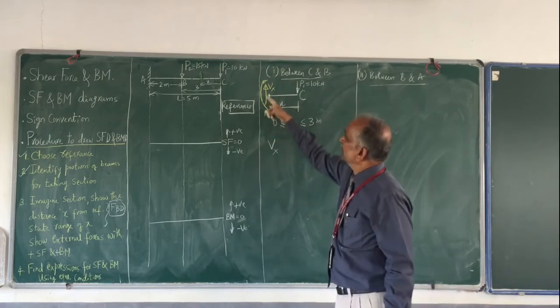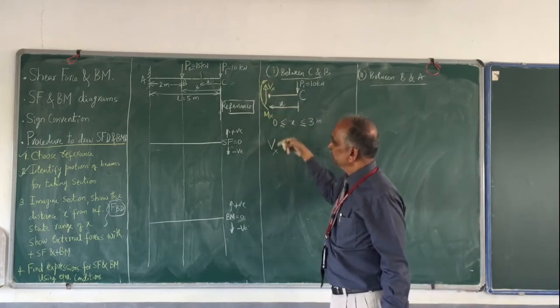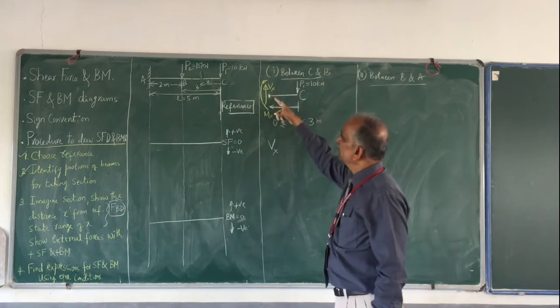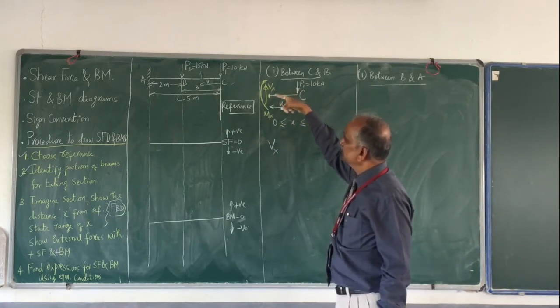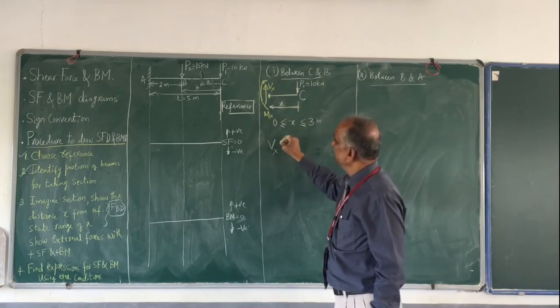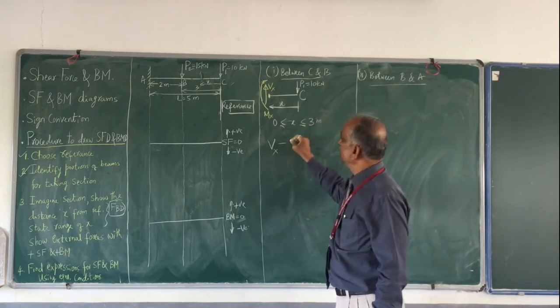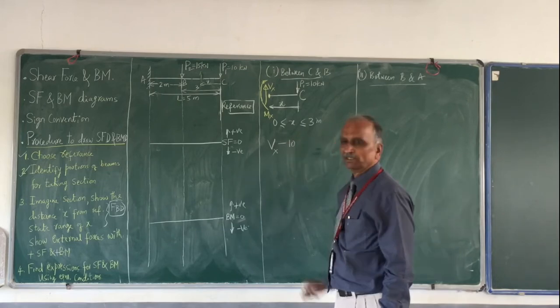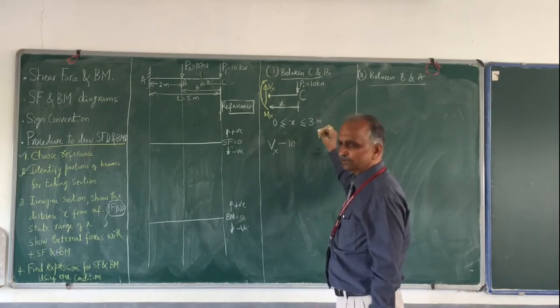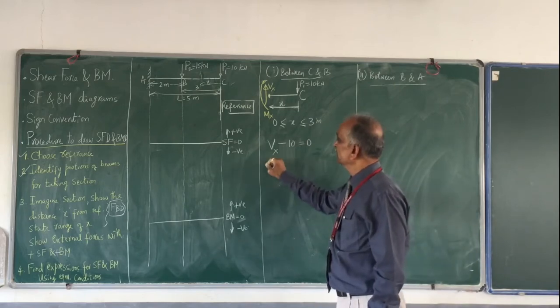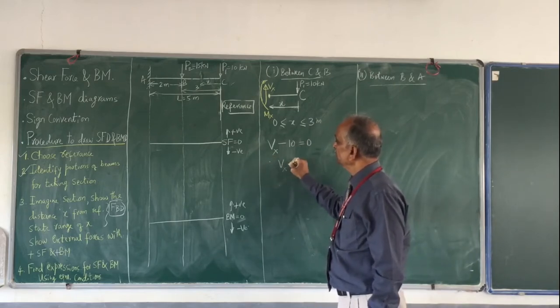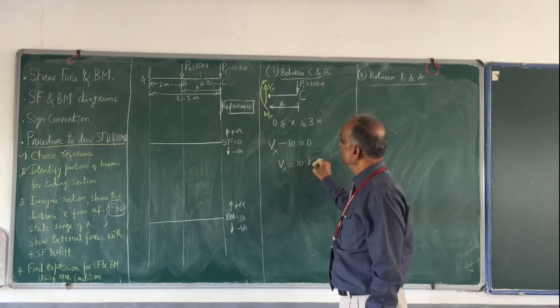Vx positive. This is a moment, so it will not come into this discussion. And this is the other force, in the downward direction, therefore it is minus P1. I shall straight away write 10. There is no other force, and therefore this must be 0. Therefore Vx is equal to 10 kilonewton.